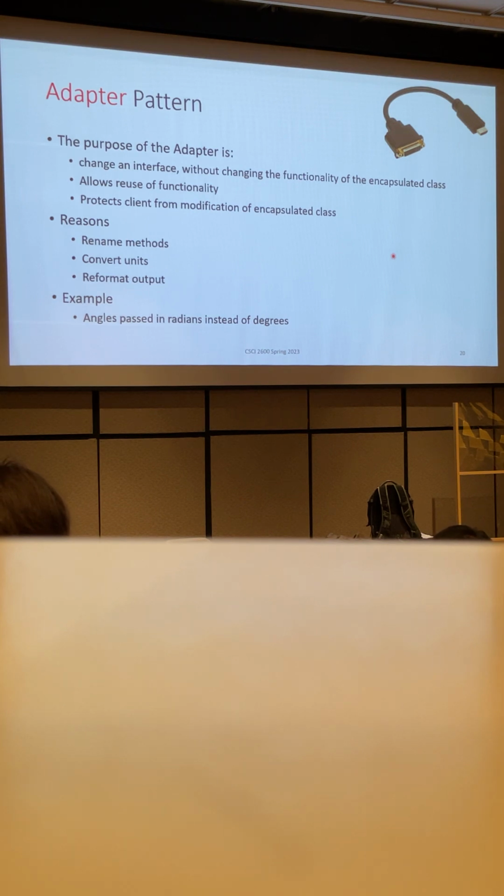So the reasons are obvious. We want to match the interfaces of the client and the library. So yeah, we cannot rename methods per se, but we can make an impression that we are renaming methods. So we don't have to rename list nodes in the graph, but we want to make an impression that we renamed it to list children, which is what the client expects. Convert units, right? That's another known common use for the adapter pattern.